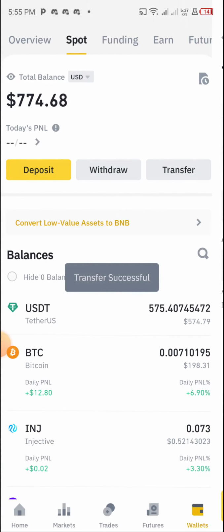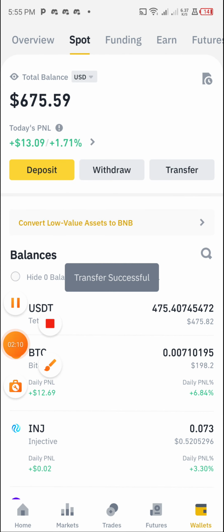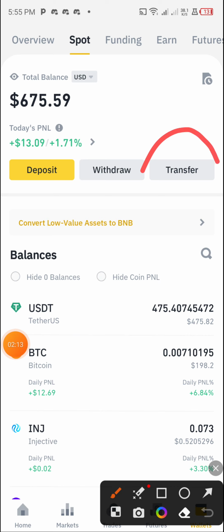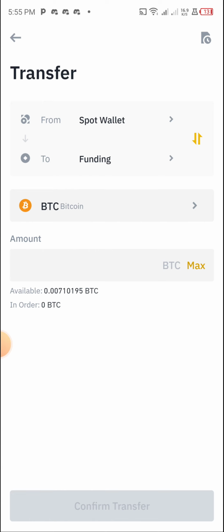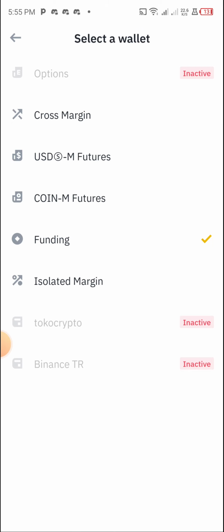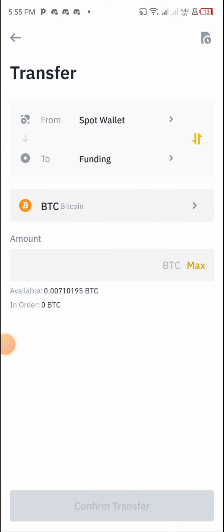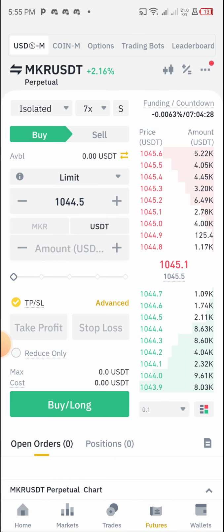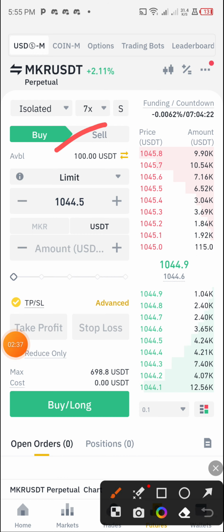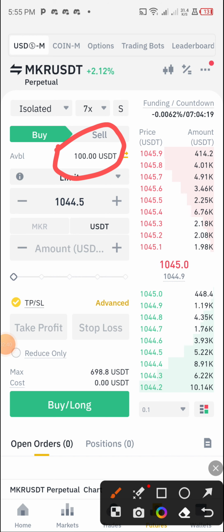Now, if you don't know how to do this, it's very simple. Simply come here and come to this transfer. Click on it and then transfer to M futures, which is this guy right here. Amazing. Now, you can see the $100 is already active here. 100 USDT. Amazing, isn't it? Good.